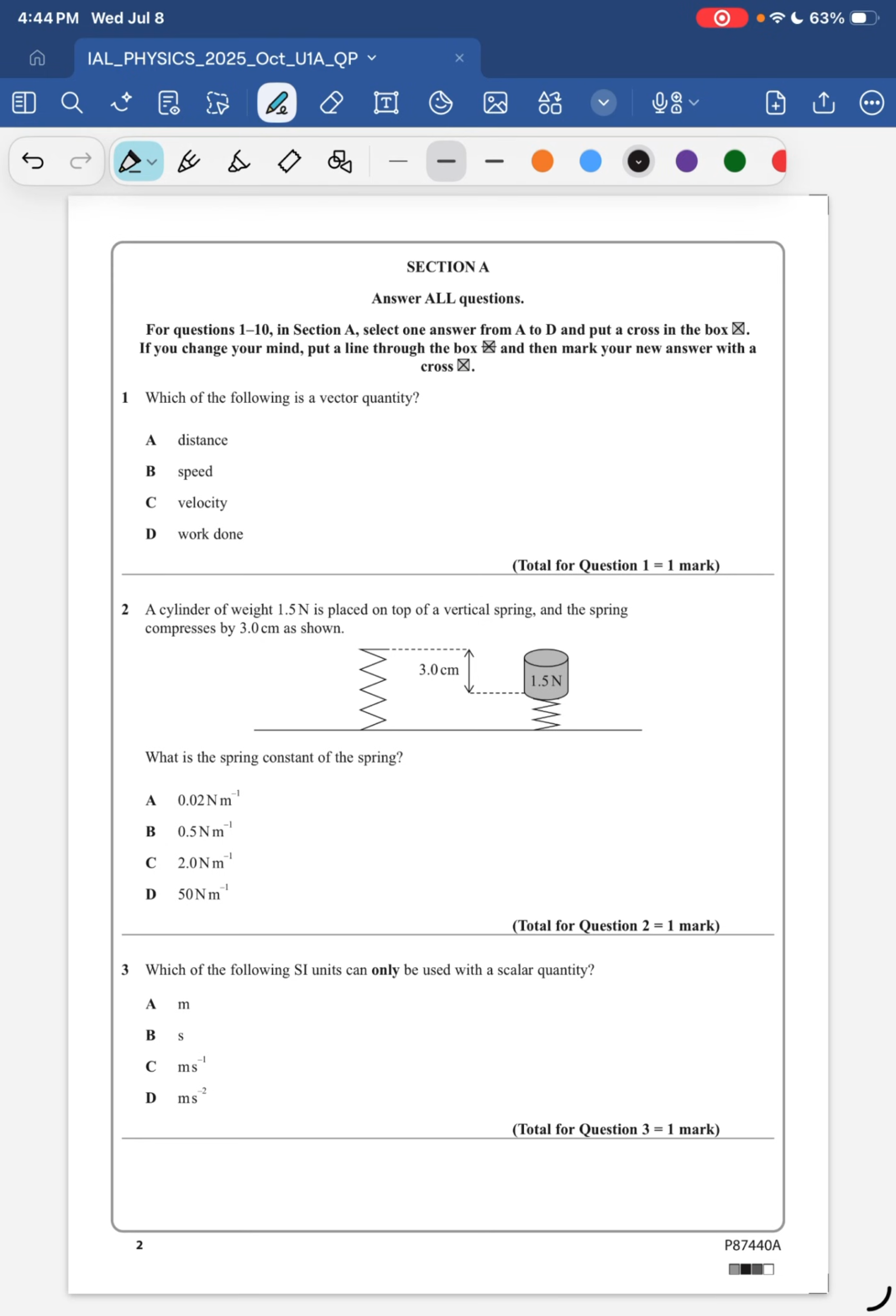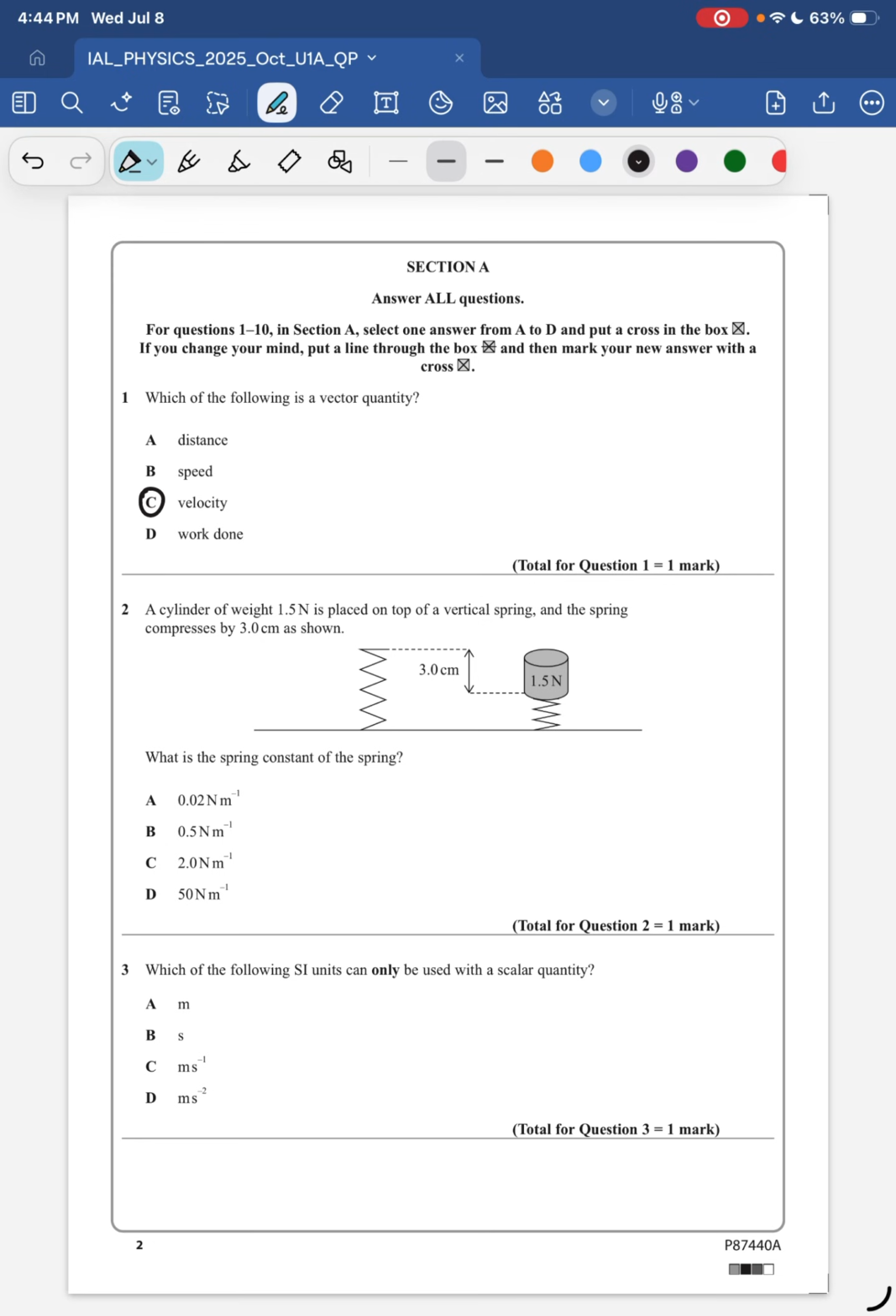Question 1: which of the following is a vector quantity? So distance is a scalar, okay. Speed is also a scalar, okay, but velocity is not. So C is the correct answer, and work done is also a scalar, okay. So let's move on to question 2.